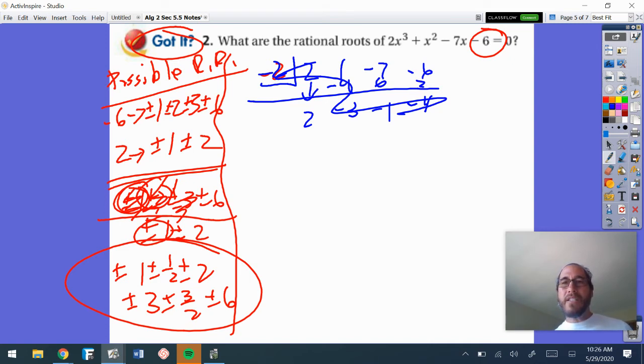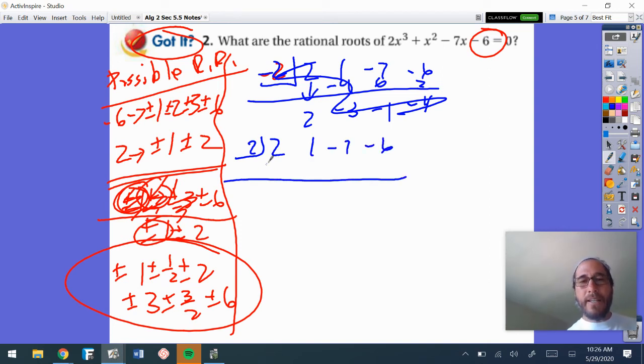What about a positive 2? Would a positive 2 maybe work? Let's try a positive 2. Okay, 2, 1, negative 7, negative 6. And it could possibly sometimes, class, take this long. You could just keep on going.